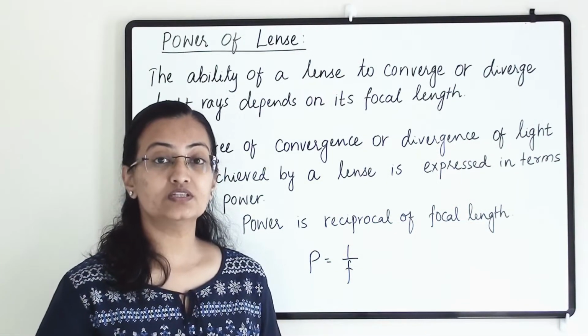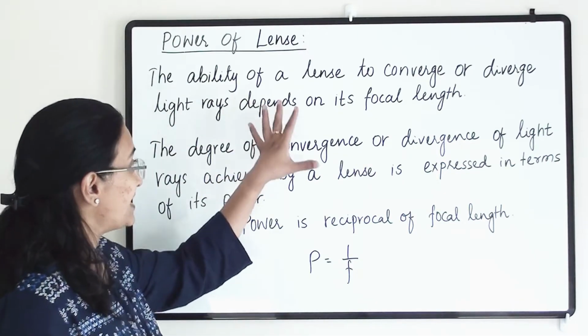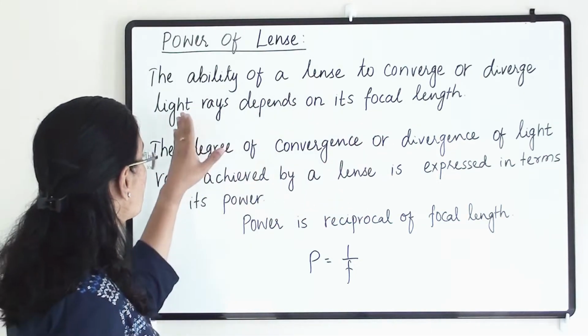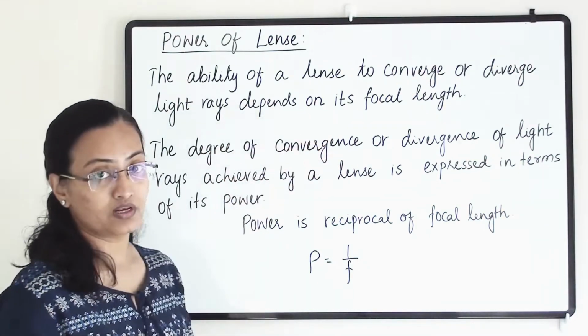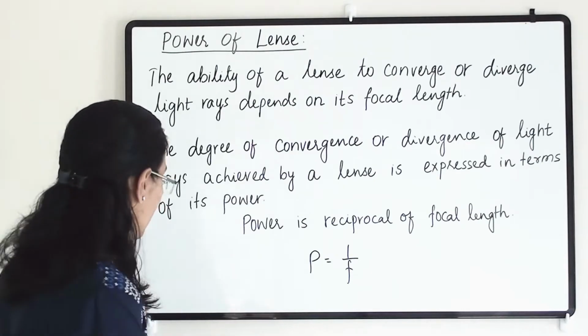Today we are going to learn and understand about power. The ability of a lens to converge or diverge light rays depends on its focal length. Now, what is the meaning of convergence and divergence of a lens?